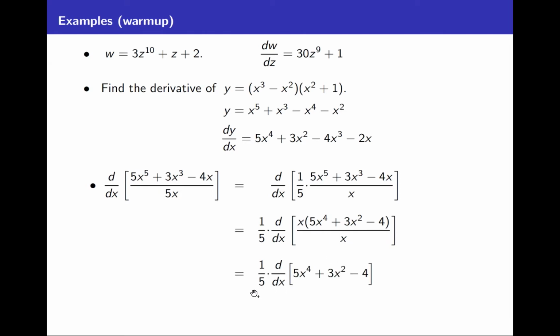And we've changed the problem to 1/5 d/dx of 5x to the 4th plus 3x squared minus 4. And that we can use our rules for. We have 1/5 times this derivative, which is 20x cubed plus 6x minus the derivative of 4, which is 0, giving us 20x cubed plus 6x over 5. So there's our derivative.